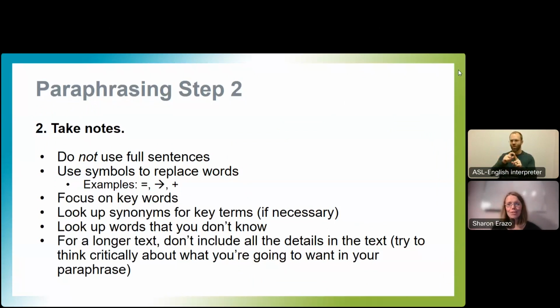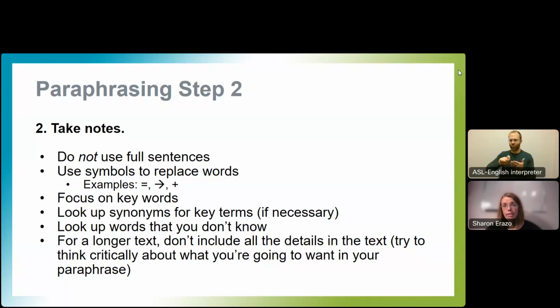Use symbols wherever you can to replace words. Obviously, make sure you use symbols that you will remember when you come back to your notes, but trying to minimize the amount of words on your page will be helpful, so long as you capture the key ideas that you are going to want to paraphrase. So focus on key words. Here would be a time to use synonyms wherever possible, again, ensuring that they are accurate representations of the words from the original text. If you don't know words as you're reading or as you're trying to take your notes, look those words up to ensure you understand what the original authors are saying.